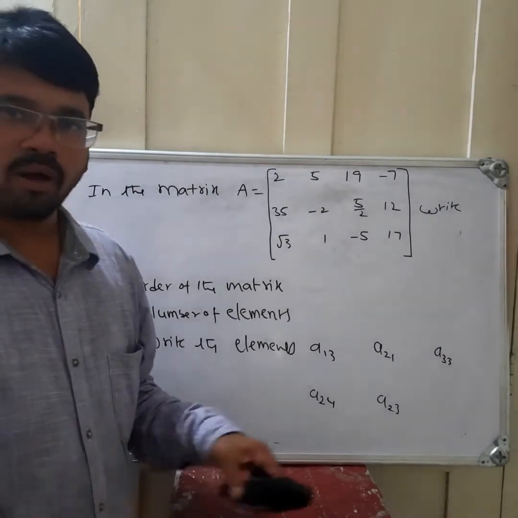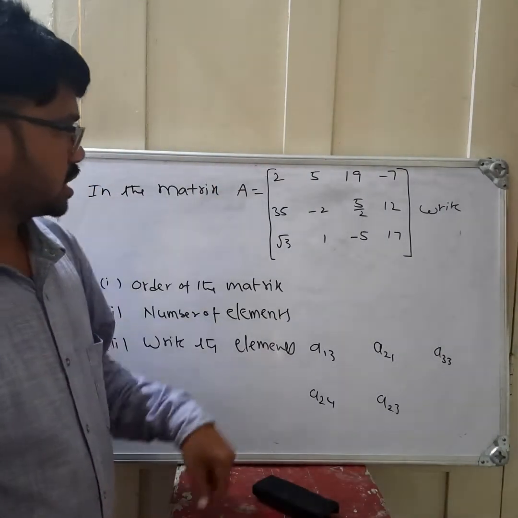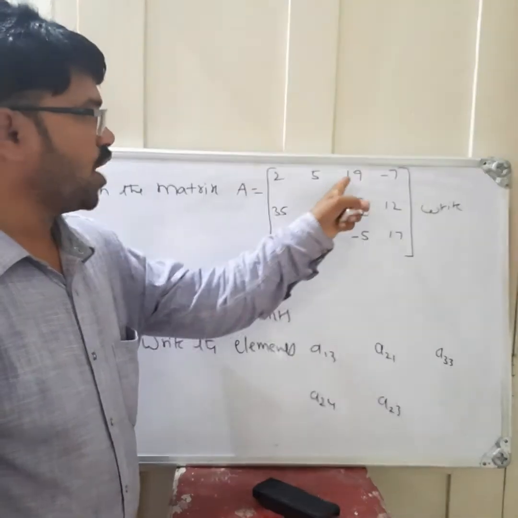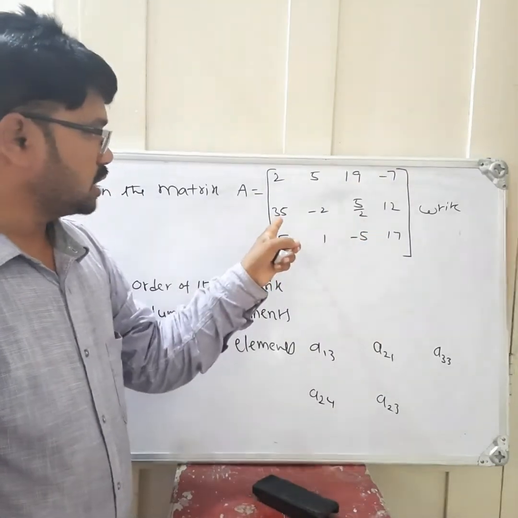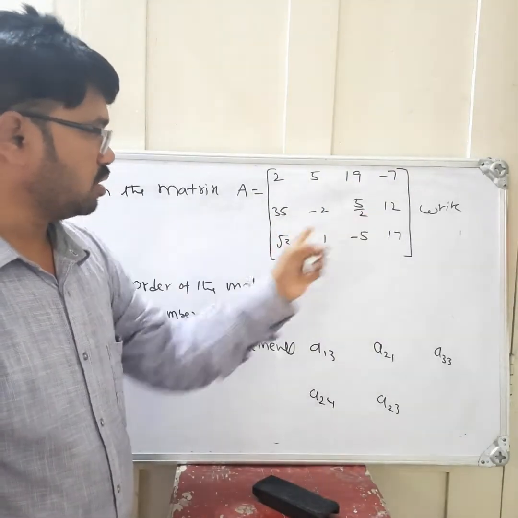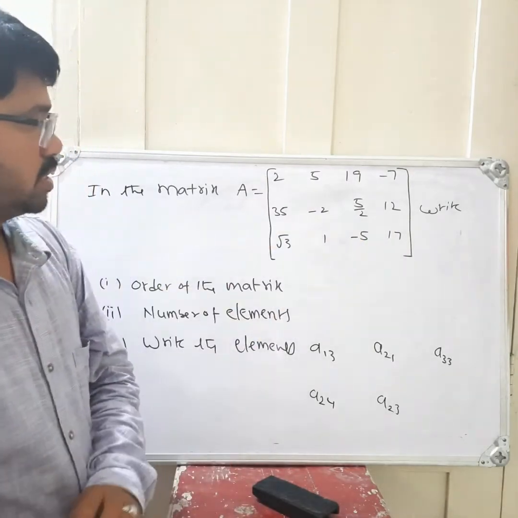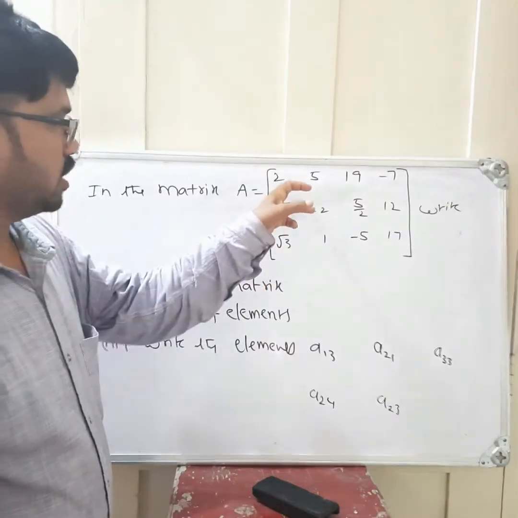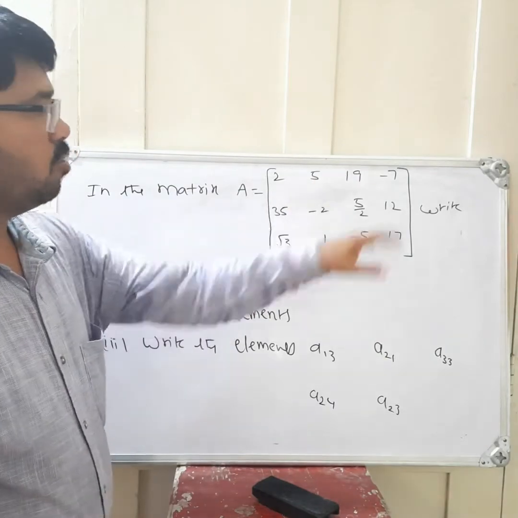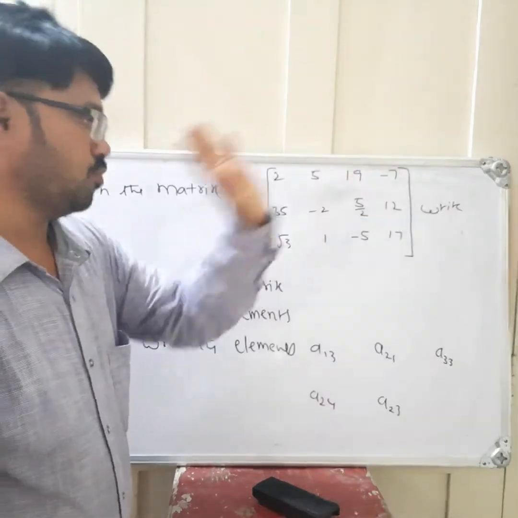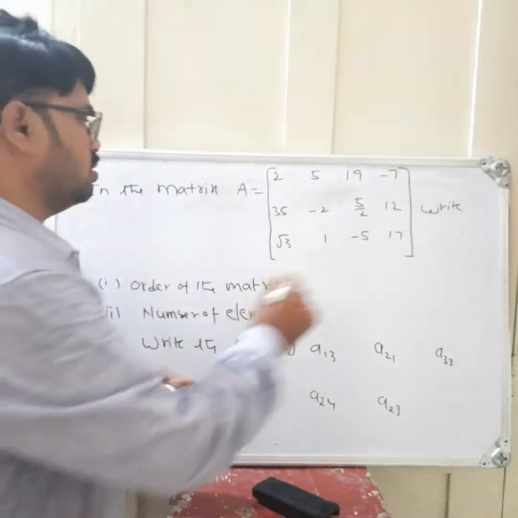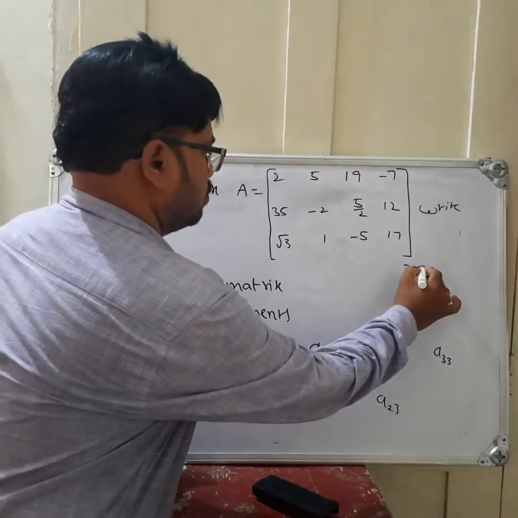See students, the next problem. The matrix A equals [2, 5, 19, -7; 35, -2, 5/2, 12; √3, 1, -5, 17]. This is given. See here, how many rows are there? 1, 2, 3 rows. And how many columns are there? 1, 2, 3, 4. So that means this is a 3 by 4 order matrix.